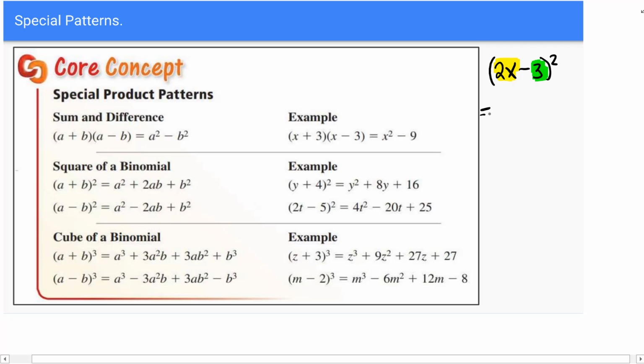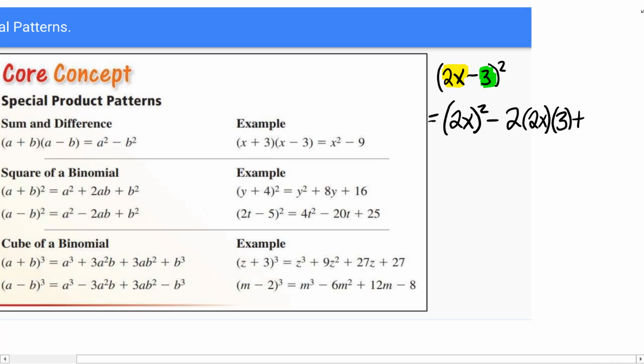If I use that, a is 2x and b is 3. So my expansion would be a squared, 2x squared, minus 2 times a times b, so 2 times 2x times 3, plus b squared, 3 squared. This simplifies to be 4x squared minus 12x plus 9.